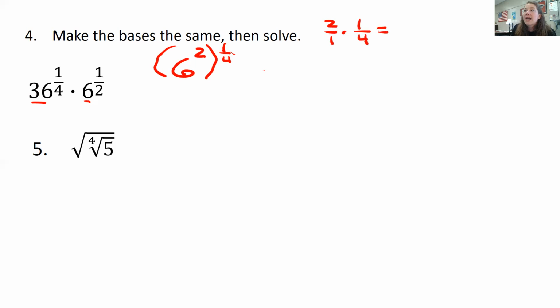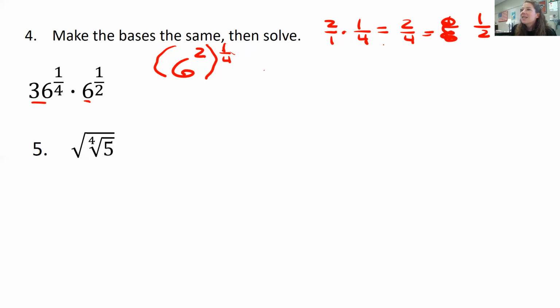Well, 2 times 1/4. What's wrong with me? 2 times 1/4 is 2/4, which is equal to 1/2. Oh my goodness, my brain just stopped working. It's right after lunch, you guys.